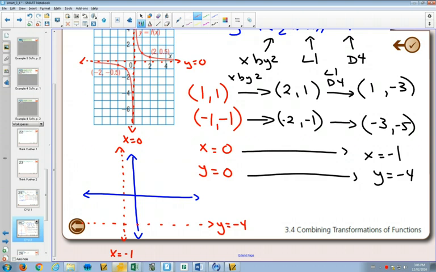We can label the points that we have. We have one point at 1, -3, and our other point at -3, -5. And since we knew the shape of our graph to begin with, and it showed asymptotic behavior going towards our asymptotes, we can draw our final graph with that as well.